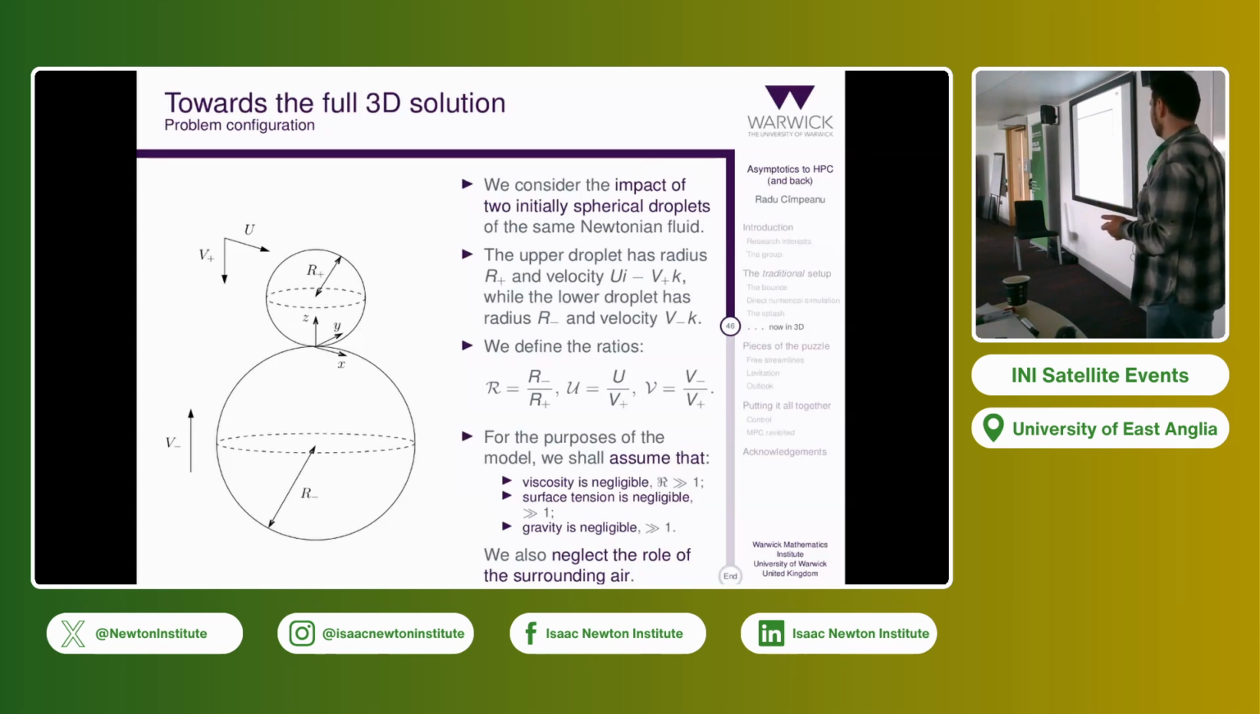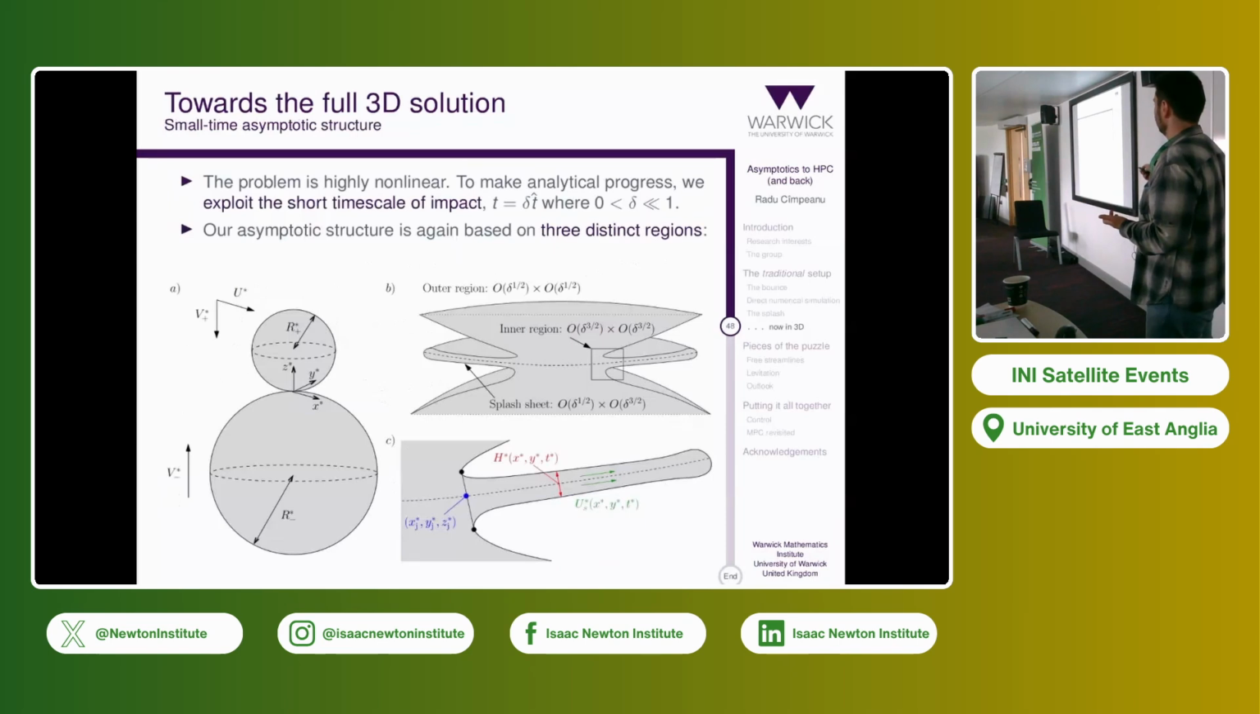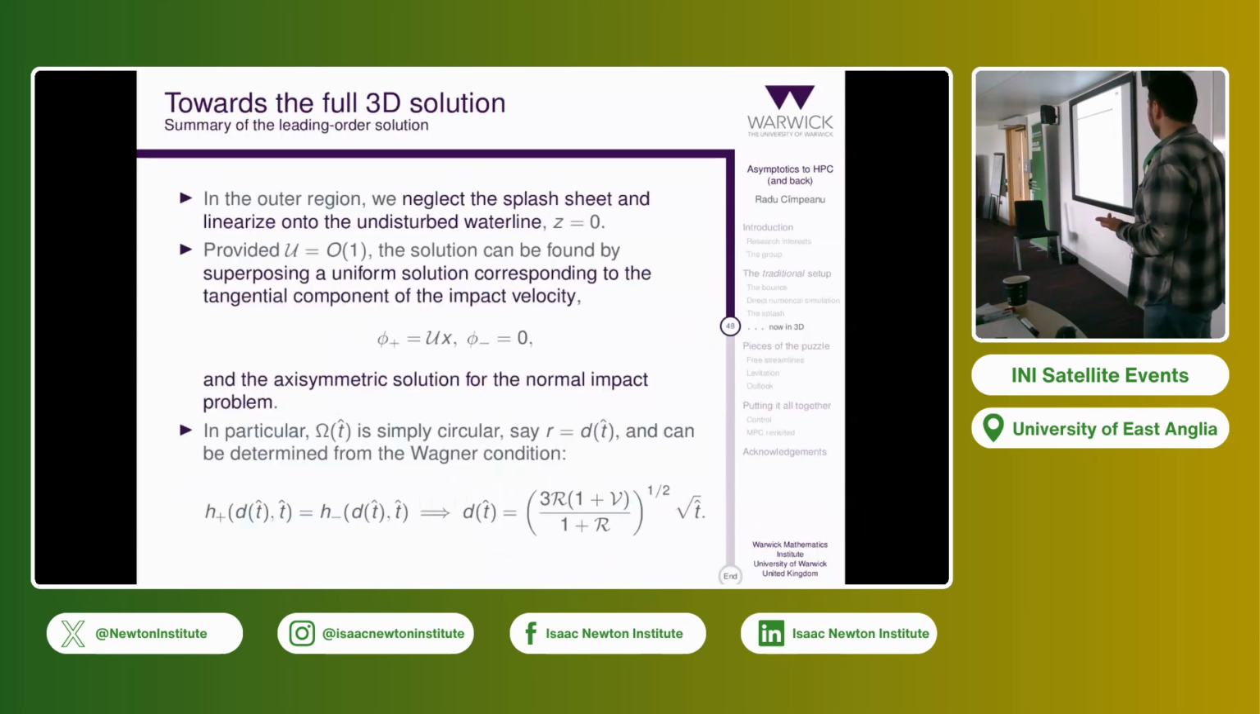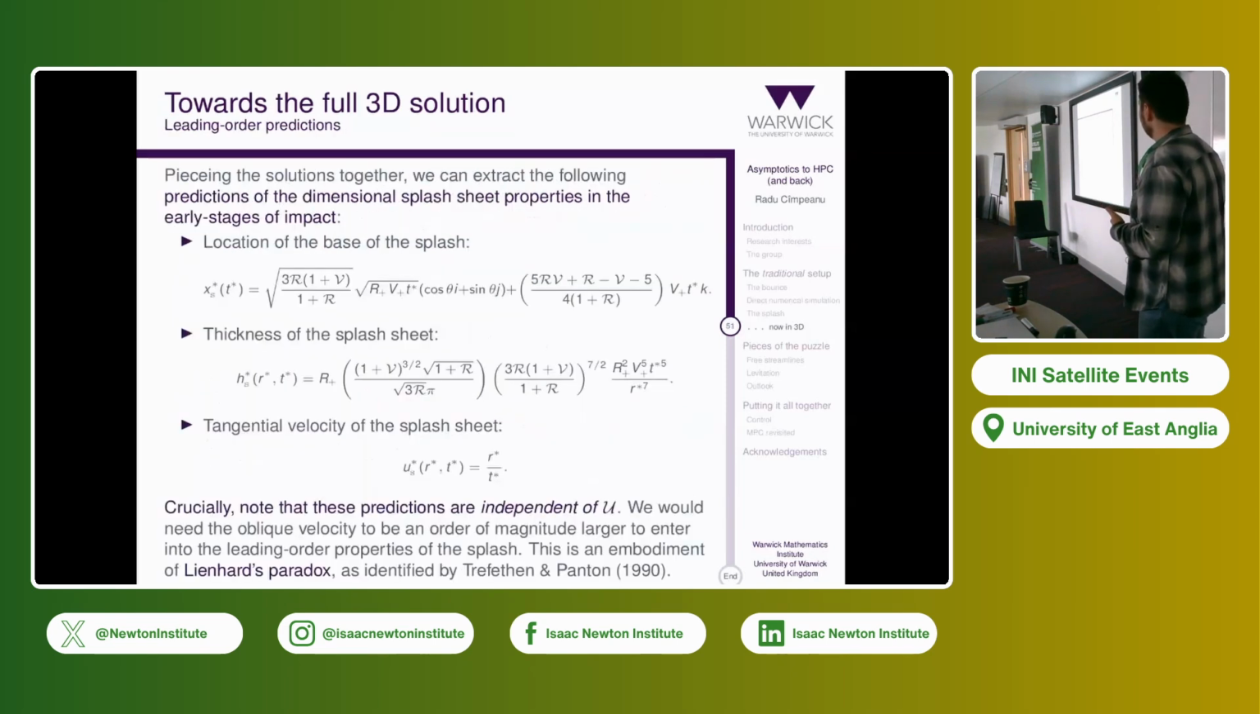But otherwise, it's the same set of assumptions that you've seen here. So in some sense, the asymptotic structure is the same. You still see the inner region, the outer region, and the jet region here. And interestingly, you can run it through the same machinery. It gives you a few complications along the way. What I want to highlight really is that many of these quantities appear to be independent of this ratio I highlighted, the obliqueness of the velocity.